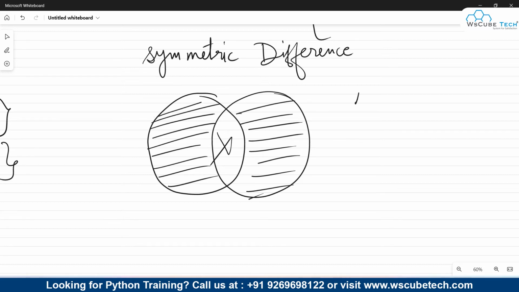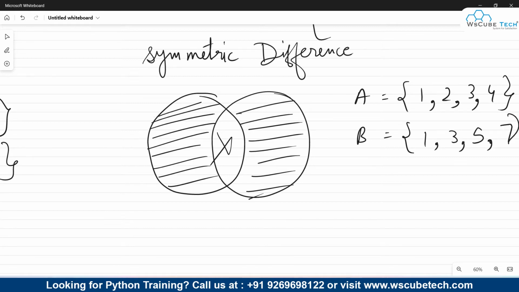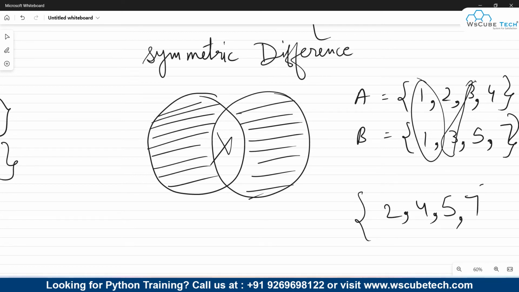That means if we have set A equals 1, 2, 3, 4 and set B equals 1, 3, 5, 7. Let's see what the common elements are. We have 1 as a common element and 3 as a common element. So it will give us all the other elements, that is 2, 4, 5, 7. This is how the output would look.